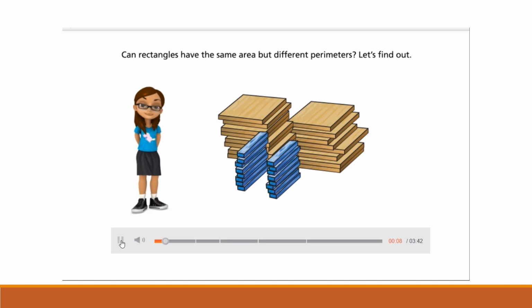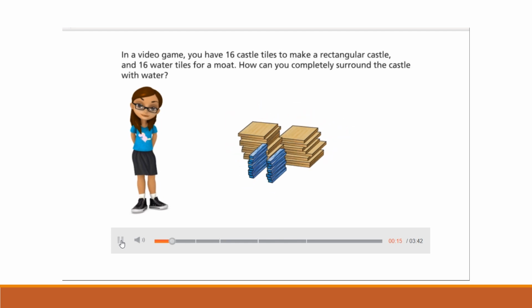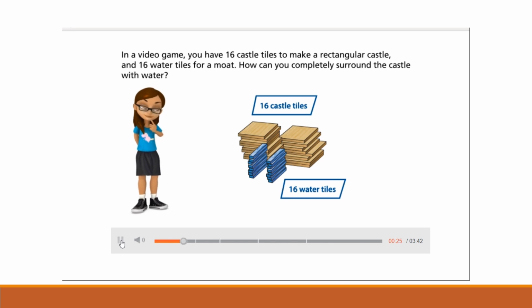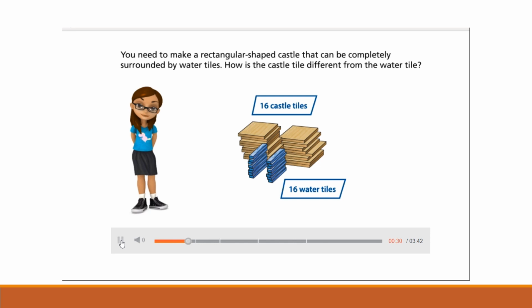Can rectangles have the same area but different perimeters? Let's find out. In a video game, you have 16 castle tiles to make a rectangular castle, and 16 water tiles for a moat. How can you completely surround the castle with water? You need to make a rectangular-shaped castle that can be completely surrounded by water tiles.